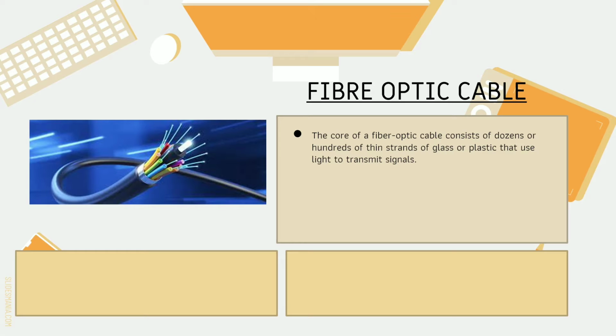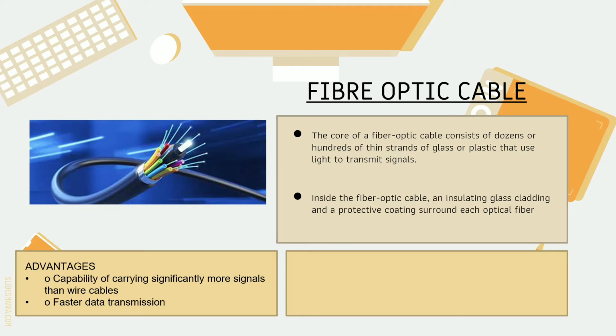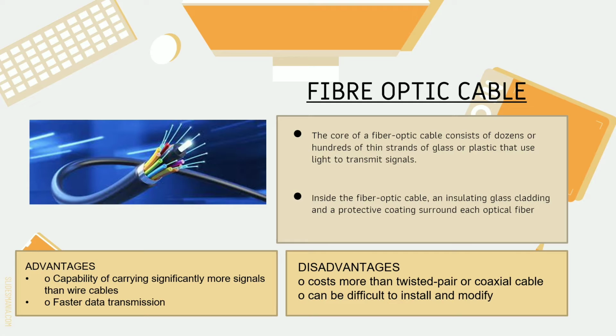For fiber optic cable, the core consists of dozens or hundreds of thin strands of glass or plastic used to transmit signals, and inside of it, there is an insulating glass and a protective coating around it. The advantages are that it is capable of carrying significantly more signals than wire cables, and it has faster data transmission. However, the disadvantage is that it costs more than twisted pair or coaxial cable, and it can be difficult to install.